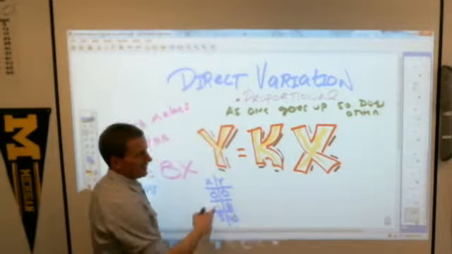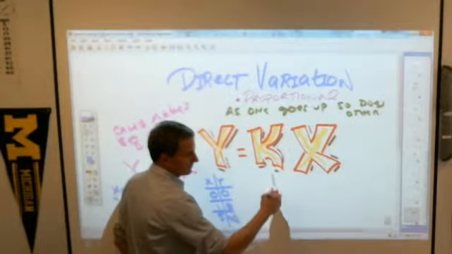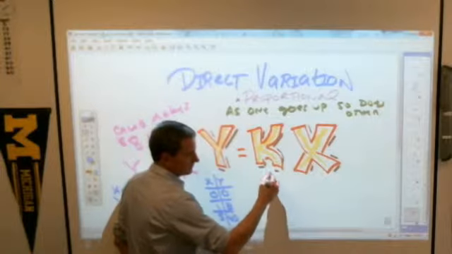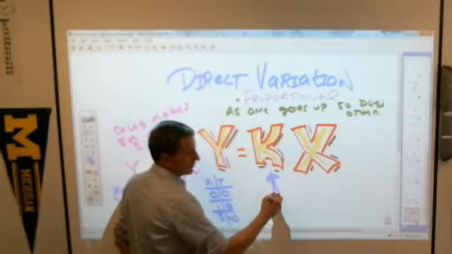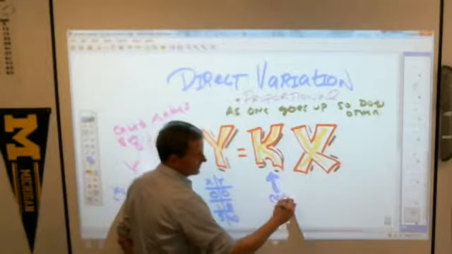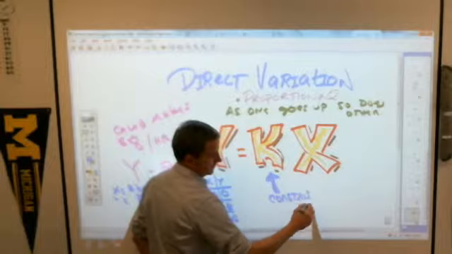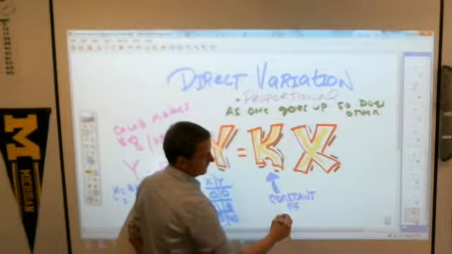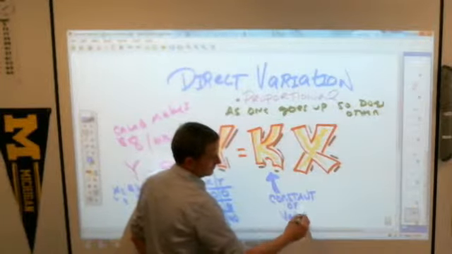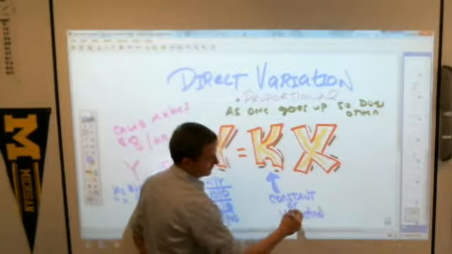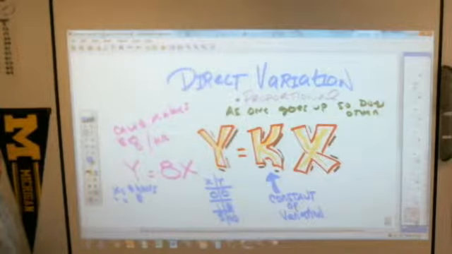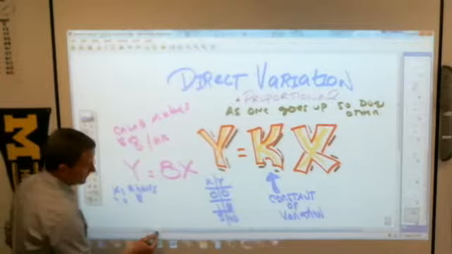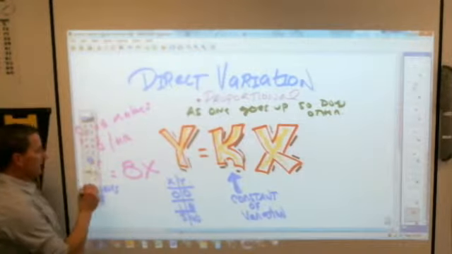And direct variation has this little guy right here. See this letter K? That letter K is what we call the constant of variation. It is what I multiply x by every time to get my y. It is a constant. And when you have direct variation, two things have to be true.